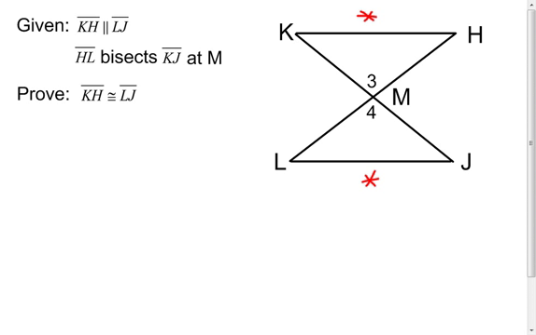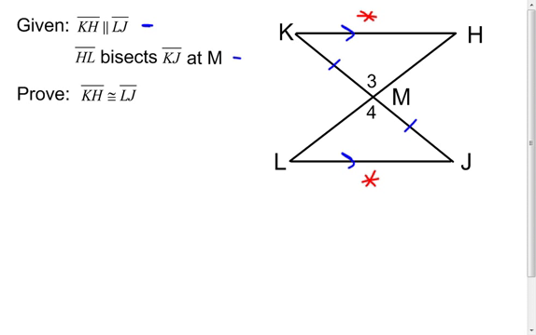Now, getting back into marking out my picture, it tells me that segment KH and segment LJ are parallel. I'm going to mark that with the little arrow symbols. It also tells me that segment HL bisects segment KJ. Well, if it bisects it at point M, that means that this segment and this segment are going to have to be congruent. Now so I use that in blue.